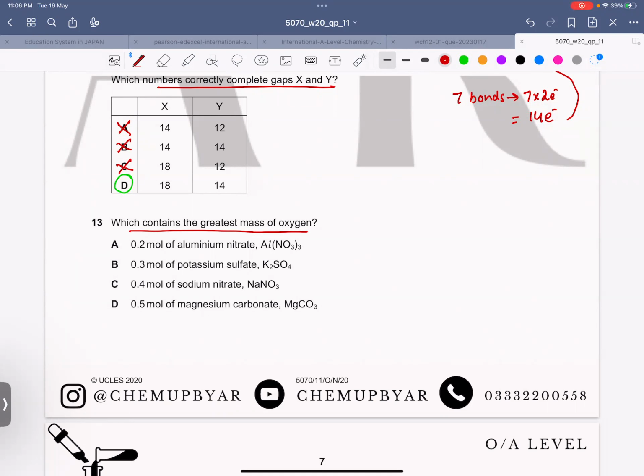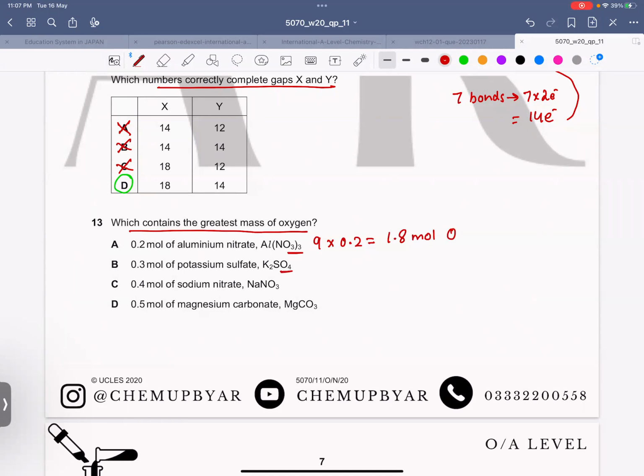So they are saying 0.2 moles of aluminum nitrate. If you look at how many oxygens are there, 6 oxygens are there. So 6 times 0.2 gives me 1.2 moles of oxygen. Is this clear? No, sorry. There are 9 oxygens, right? 3 times 3. So 9 times 0.2 gives me 1.8 moles of oxygen, right?